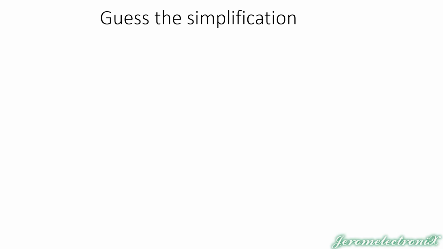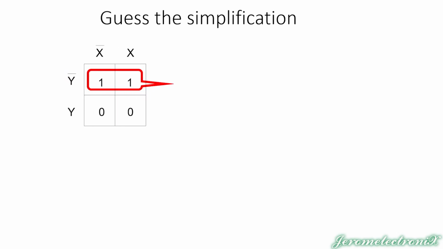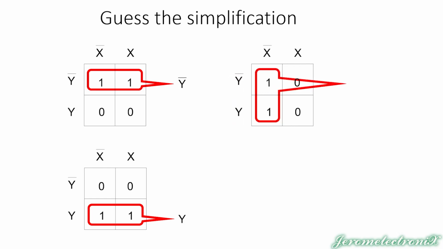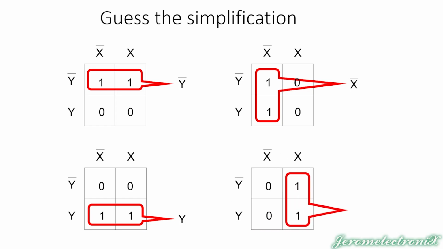So I'd like you to guess this simplification. See if you got it right. There it is. Guess this one. That's the answer. Guess this one, or calculate or figure out this one. This one is not X because both Y's cancel out. They're the opposites now. And this one. Both Y's cancel out again, and this time the result is X.